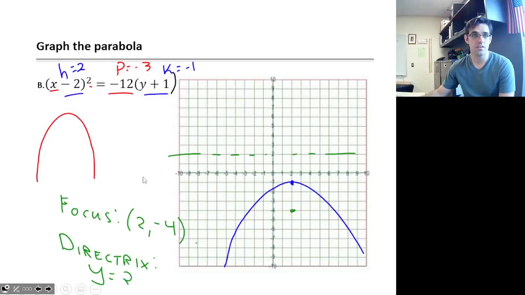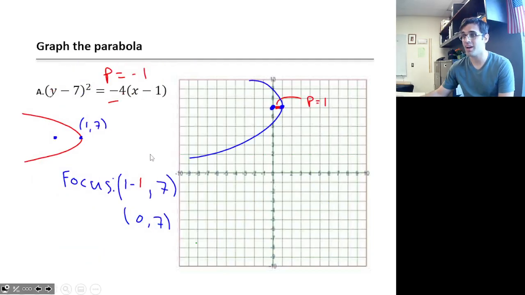Okay, so another example, we have an x squared term, and the p-value is -3. So it opens down, and our vertex is at 2, -1, so we'll plot the vertex. And then because we have a p-value of -3 and it opens down, we're going to count down 3 units to get to our focus. That's it.